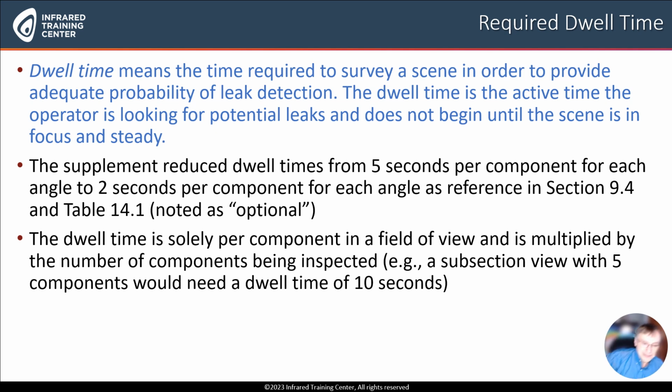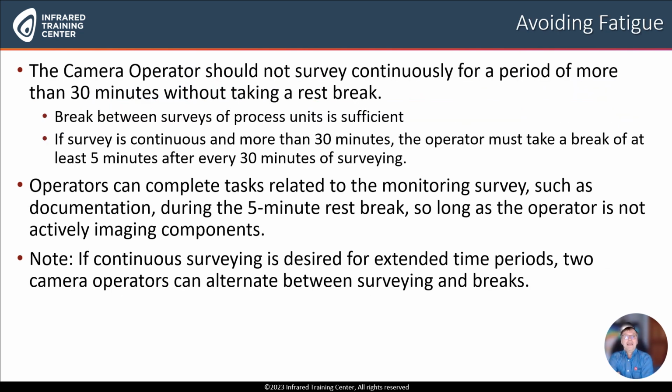How far, what sort of angle do you look at, provided that you don't get downwind, okay? And avoiding fatigue. A camera operator should not survey continuously for a period of more than 30 minutes without taking a rest break. And this was a subject of a lot of public comments.